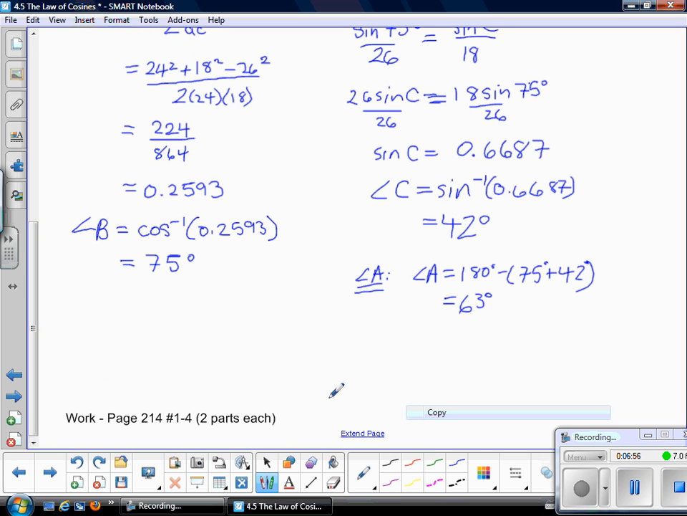Okay, so tomorrow, the next lesson will still be on the cosine law, but we'll actually be doing some actual word questions. So I suggest for you to do page 214, 2 parts from each of 1, 2, 3, and 4.